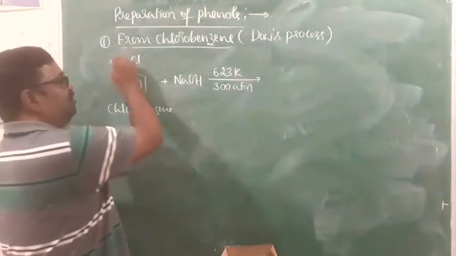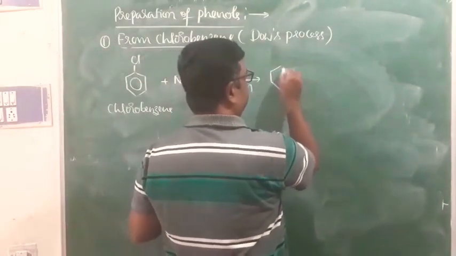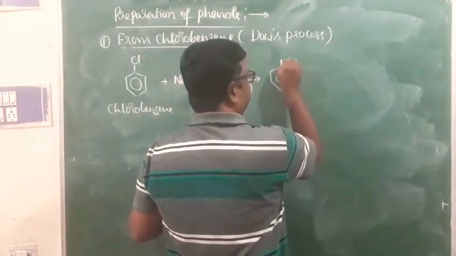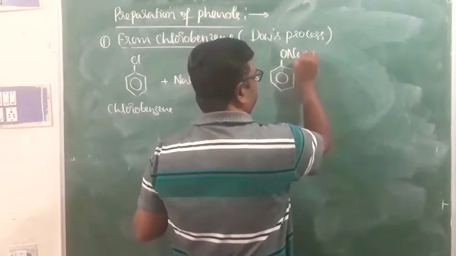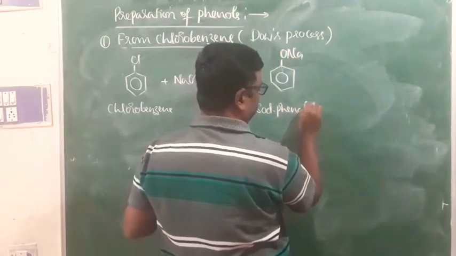Then the chloro group is replaced by OH from NaOH, but due to the presence of NaOH, the phenol will be in the form of sodium phenate. You are going to get sodium phenate first. You are going to get sodium phenate.